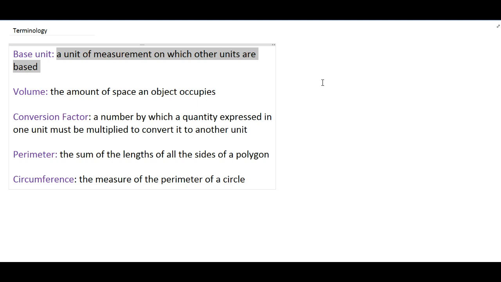Perimeter is the sum of the lengths of all of the sides of a polygon. So it doesn't matter what shape it is, we have lengths of sides, and we would simply add them up, the sum. Circumference is the measure of the perimeter of a circle. We're going to be working with perimeter in some of the examples here. I want to show you our formula sheet.